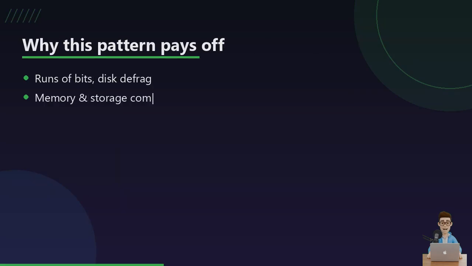This exact shape shows up whenever you compact fragmented space. Think defragmenting a disk or squeezing memory blocks together. Companies like Google and Meta love it because it hides a simple counting trick behind a scary-sounding trade. Learn the trick once, and a whole family of run-based problems opens up.